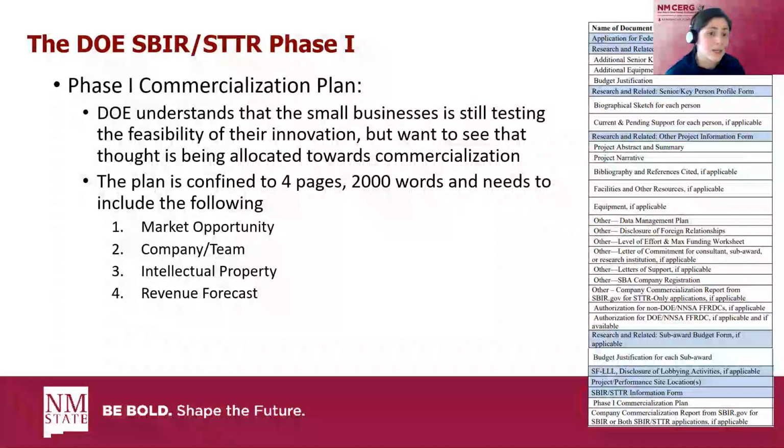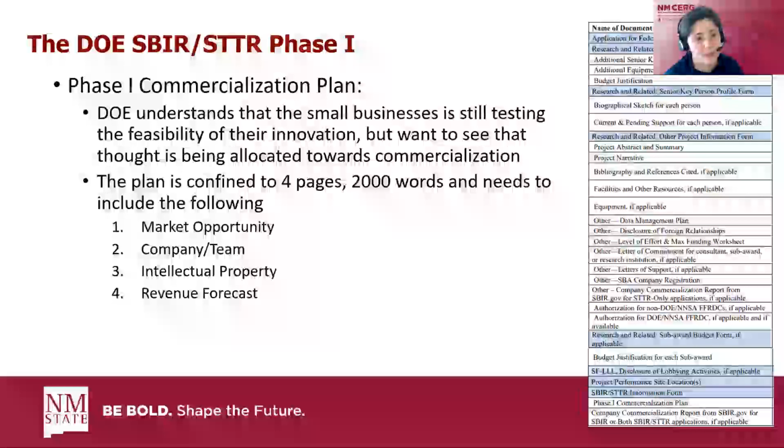DOE also has a commercialization plan requirement. This looks different for phase one and phase two, and now looks different also for the fast track, but I will talk about that shortly. For the phase one commercialization plan, DOE understands that small businesses are still testing the feasibility of their innovation. They just want to see that you're starting to think about what the roadmap towards commercialization will look like. They understand that you might have some of the information wrong or that you're still learning, and that you'll use phase one technical and business assistance funding to develop your commercialization plan for phase two.